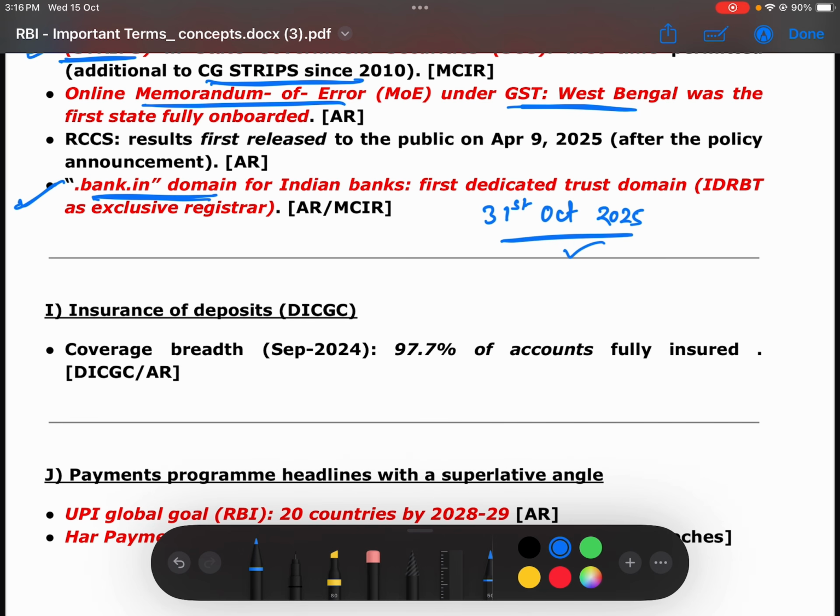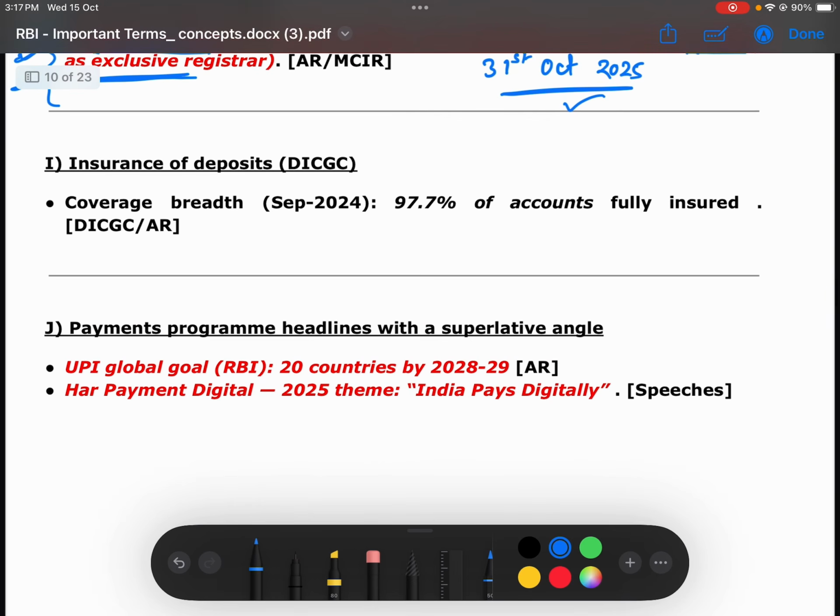IDRBT will be its exclusive registrar. Now what is this IDRBT? It is the Institute for Development and Research in Banking Technology. IDRBT shall guide the banks on various aspects related to the application process and migration to the new domain. You have to remember this entire thing because it is also important from an exam point of view.